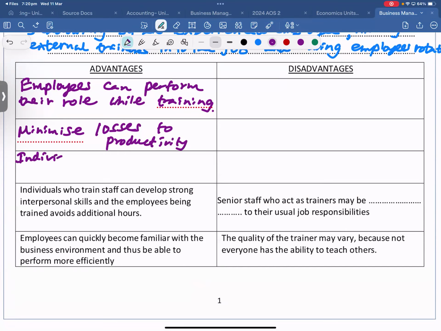Next one, this is cheaper than off the job training.